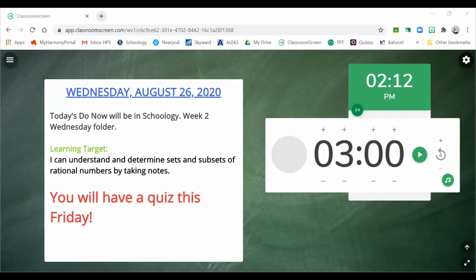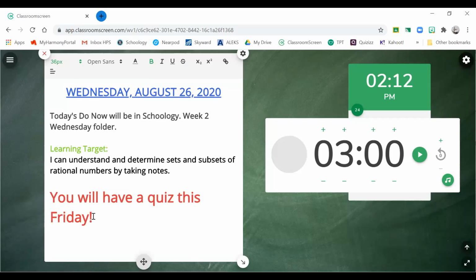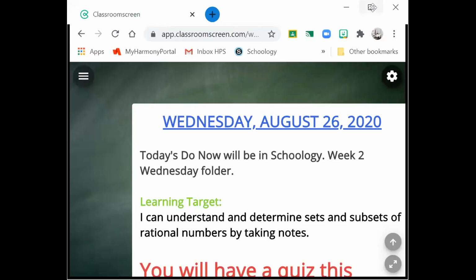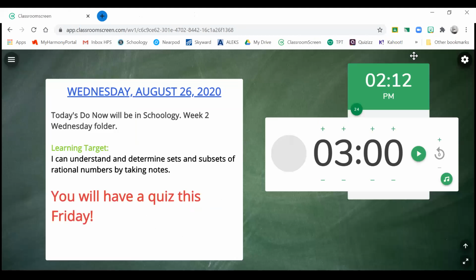Okay, that's good. So today we're going to understand and determine sets and subsets of rational numbers by taking some notes. Just to let you know, this Friday I have scheduled a quiz for your class, so be on the lookout for that. I really hope that you can be a part of our live sessions. If not, just keep hanging on and just watch these videos because they are going to be helpful to you.